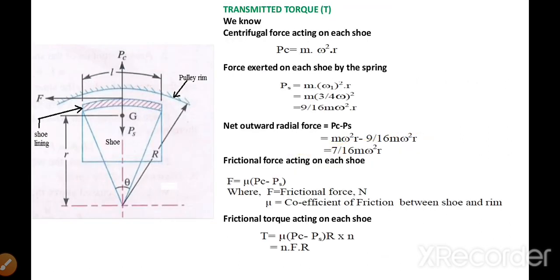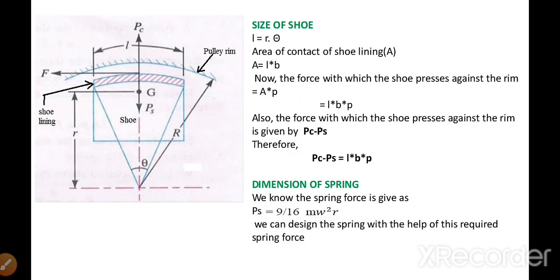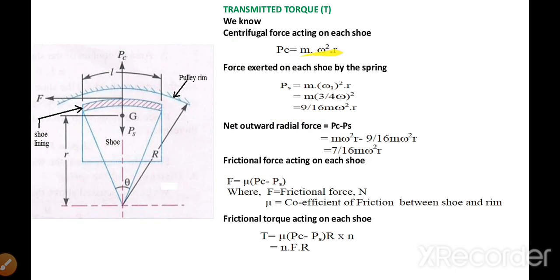So we are assuming all these quantities. Let's find out the torque transmitted by a centrifugal clutch. As we have assumed, T is the torque transmitted by the centrifugal clutch. We know the centrifugal force acting on a shoe is given by m omega square r. This is the standard formula for the centrifugal force, m omega square r. Now the force exerted on each shoe by the spring.